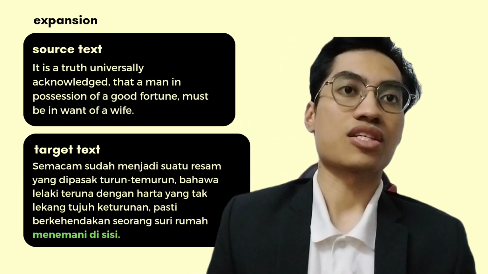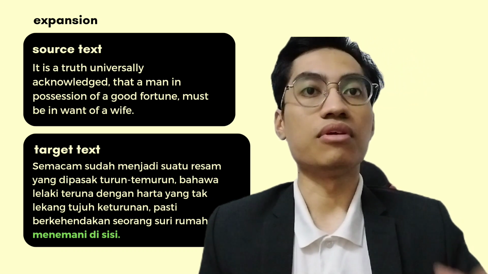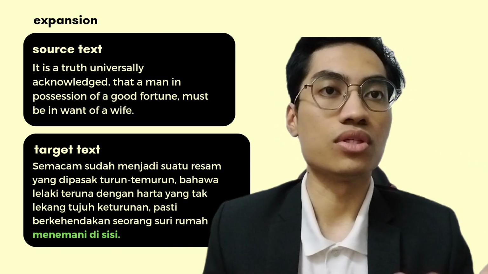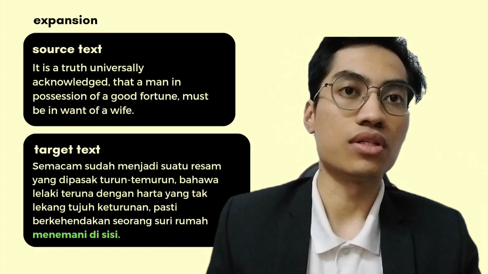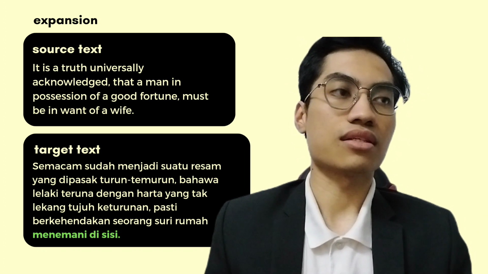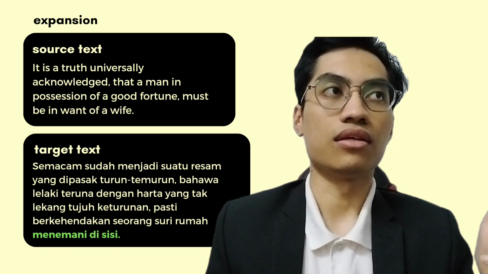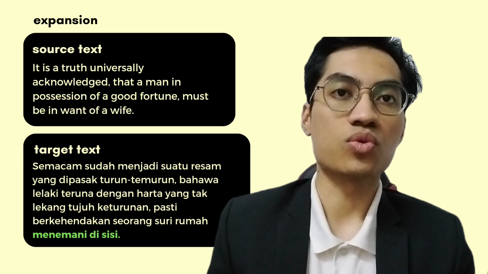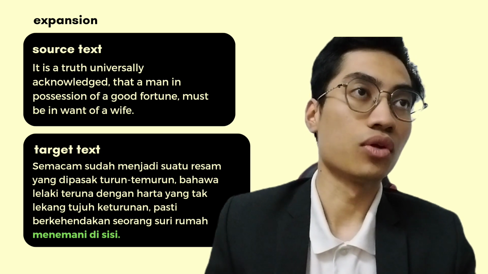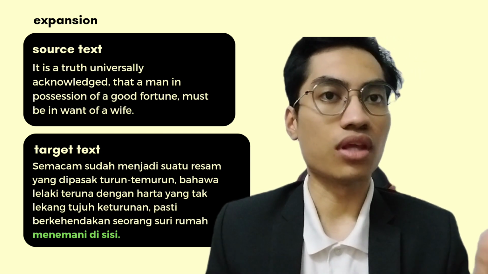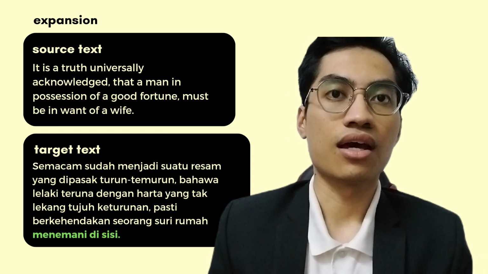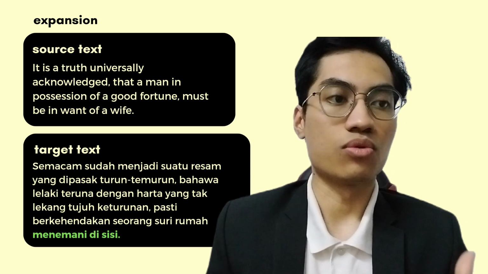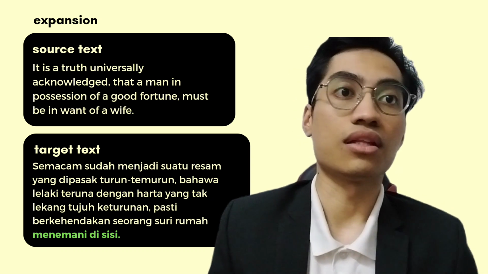The first issue is expansion, a translation method. The phrase menemani di sisi, or to be by one's side, is not used to describe the wife in the source language. The sentence in the source text is the very first sentence of Pride and Prejudice, and it is one of the most well-known and iconic sentences in literature. Therefore, it is safe to theorize that the translator feels that she needs to use expansion so that the target text would sound just as impactful as the original text.